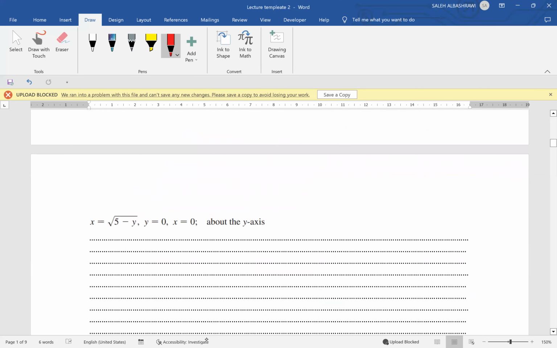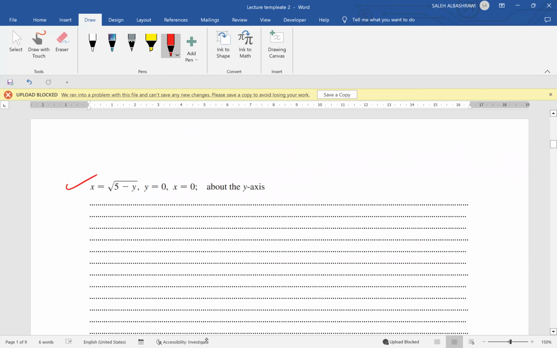For that, I need to find the volume for this region, x equal to square root of 5 minus y, and y equal to 0, and x equal to 0, about the y-axis. So in the first step, this graph, the function I have this time, x equals square root of 5 minus y. 2, 3, 4, 5, and it goes down like this. This is x equals square root of 5 minus y. And y equal to 0.